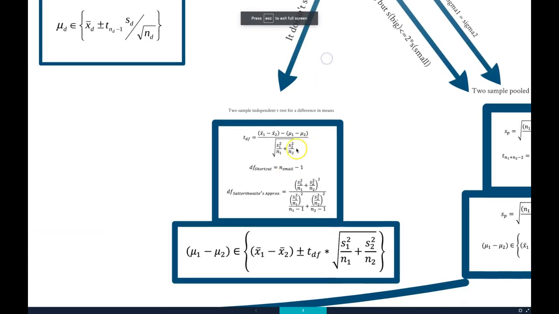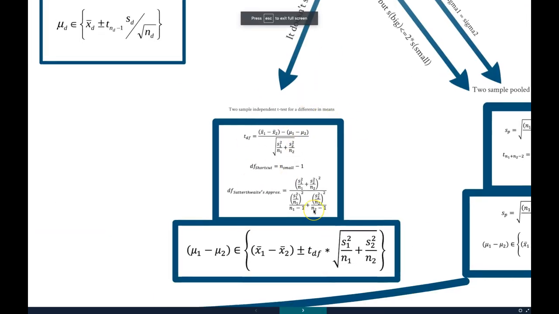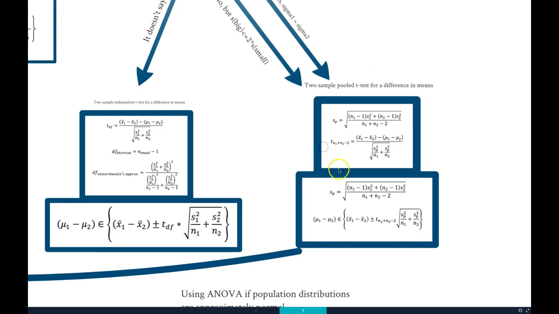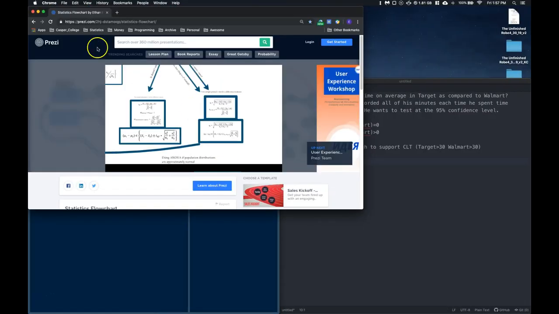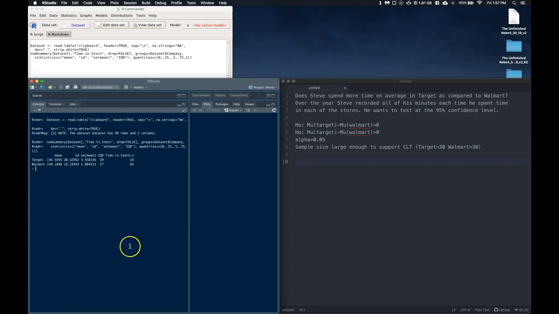So over here we have the two sample t-test where we don't pool the standard deviations, then over here we get to pool the standard deviations or the variances. Now, thankfully, we don't have to go through and do all of this crazy calculation because our commander can do it for us. So let's jump back in.